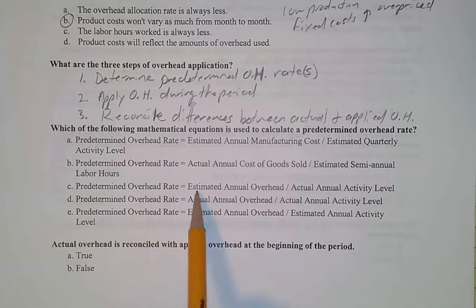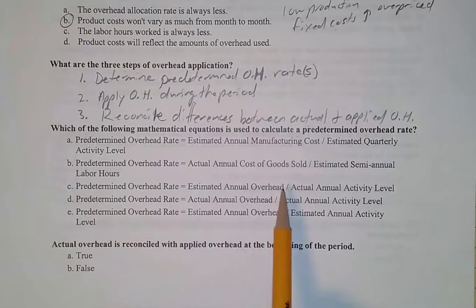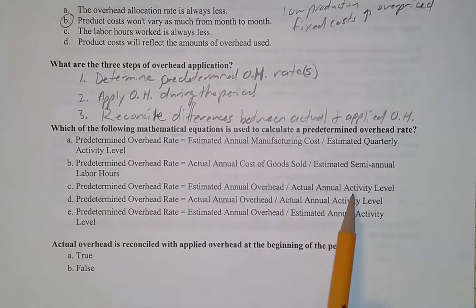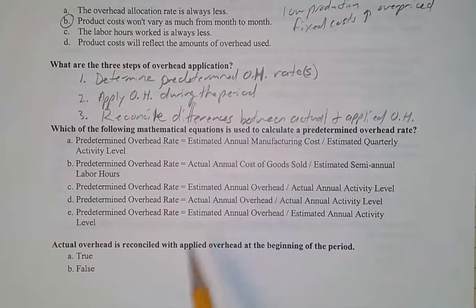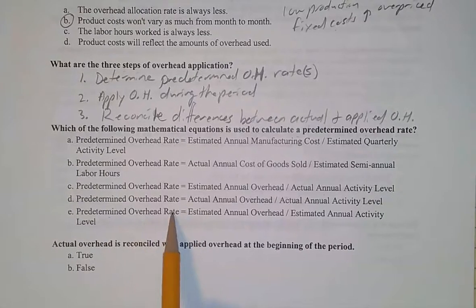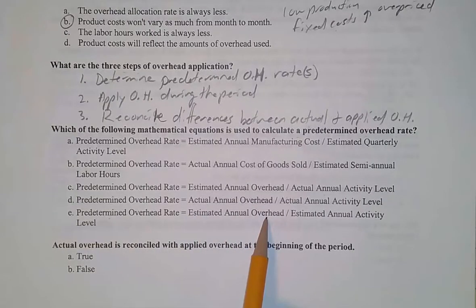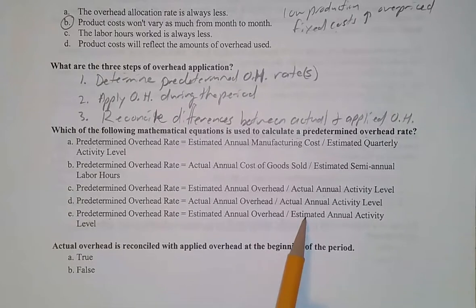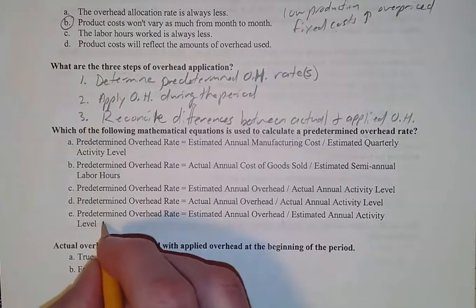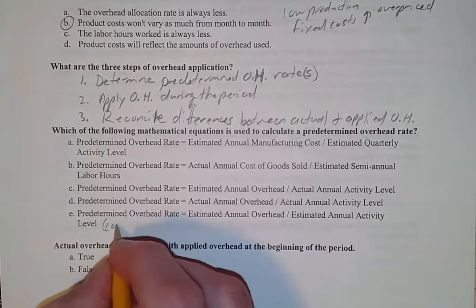Choice C, estimated annual overhead divided by actual annual activity level. Well, we've got it half right. Choice D, actual and actual. These are always estimates. Looks like choice C is probably going to be our winner. Predetermined overhead rate equals estimated annual overhead divided by estimated annual activity level, i.e. cost driver.